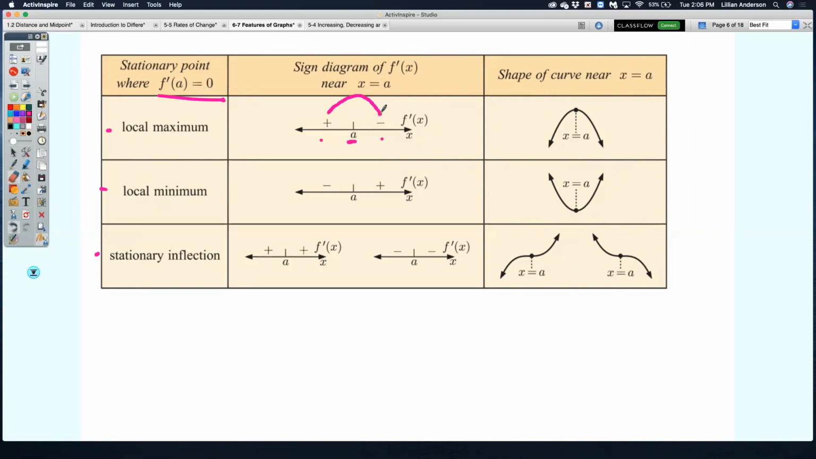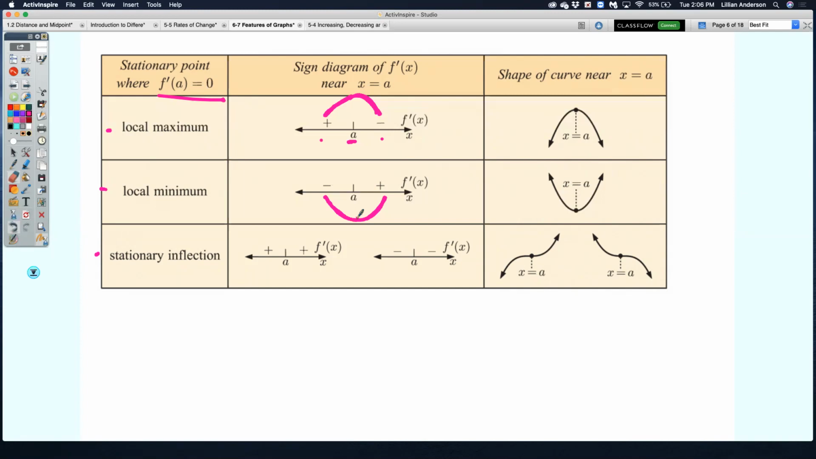Because remember, in the derivative, we're talking about the gradients of the tangent lines. So if those values are positive, that means all of your gradients are going up, aka increasing, and negative means they're going down, so it creates a maximum point. Minimum is the opposite. If you go from decreasing to increasing, or negative to positive, you have a minimum at that respective a value. Again, a represents some x value that you get when you set the first derivative equal to 0.